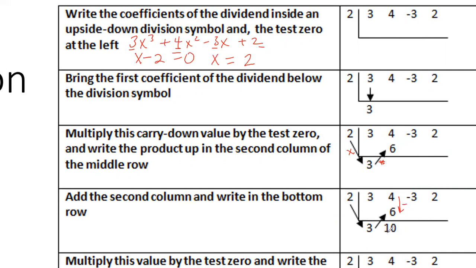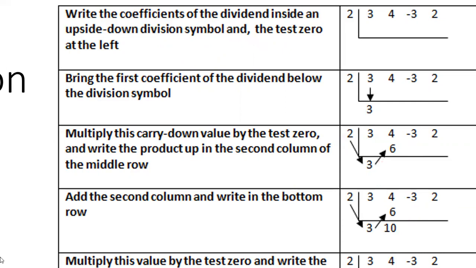And then you repeat the process again. So now you're gonna do 2 times 10 is 20. So you're gonna write your product here. And then you're gonna add negative 3 plus 20 is 17. And then you're gonna multiply. 2 times 17 is 34. And then you're gonna add and you get 36, okay? That's literally the process. Diagonally we multiply, vertically we add.